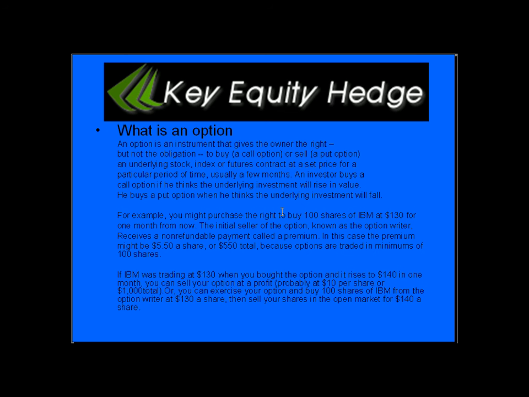So as we have done with our previous example, we have a buyer who has the right to buy 100 shares of IBM at $1.30, speculating that in a month's time those shares might go up to $1.40. So for that right, he pays a premium to the seller. There are always two sides to an option contract, a buyer and a seller, remembering that the buyer has the right, the seller has the obligation.